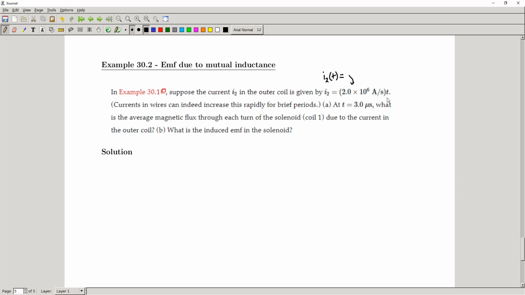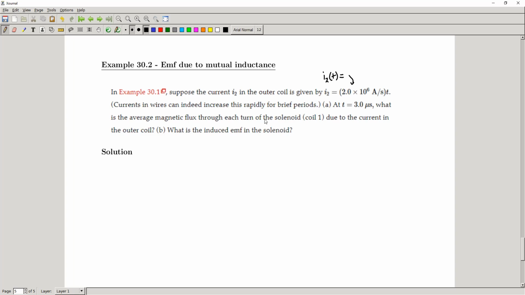And so this thing is changing quite quickly. The problem goes to the trouble of telling us that it is possible for currents to change this quickly over brief time periods. So that's fine. And in part A, we want to know, at time t equals 3 times 10 to the minus 6 seconds, what is the average magnetic flux through each turn of the solenoid?